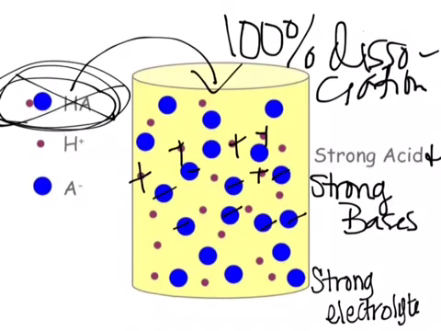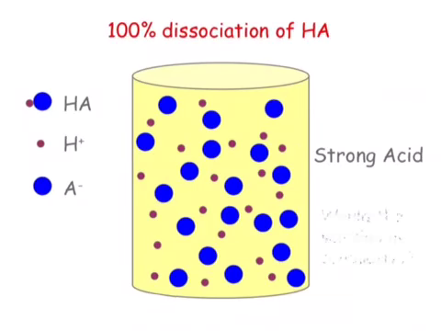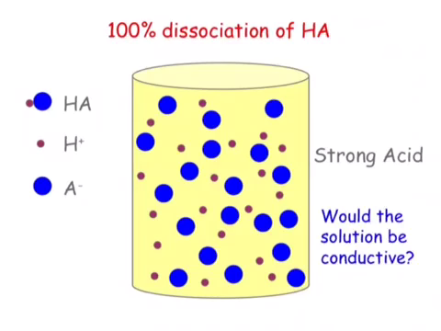So strong acids, strong bases, strong electrolytes. Say it was like 50% dissociation. It would still conduct electricity, but the light wouldn't be as bright. Some acids and bases are going to conduct electricity, it just depends on how strongly they conduct, depending on their strength, how much they dissociate. Okay? All right. So 100% dissociation is electrically conductive.